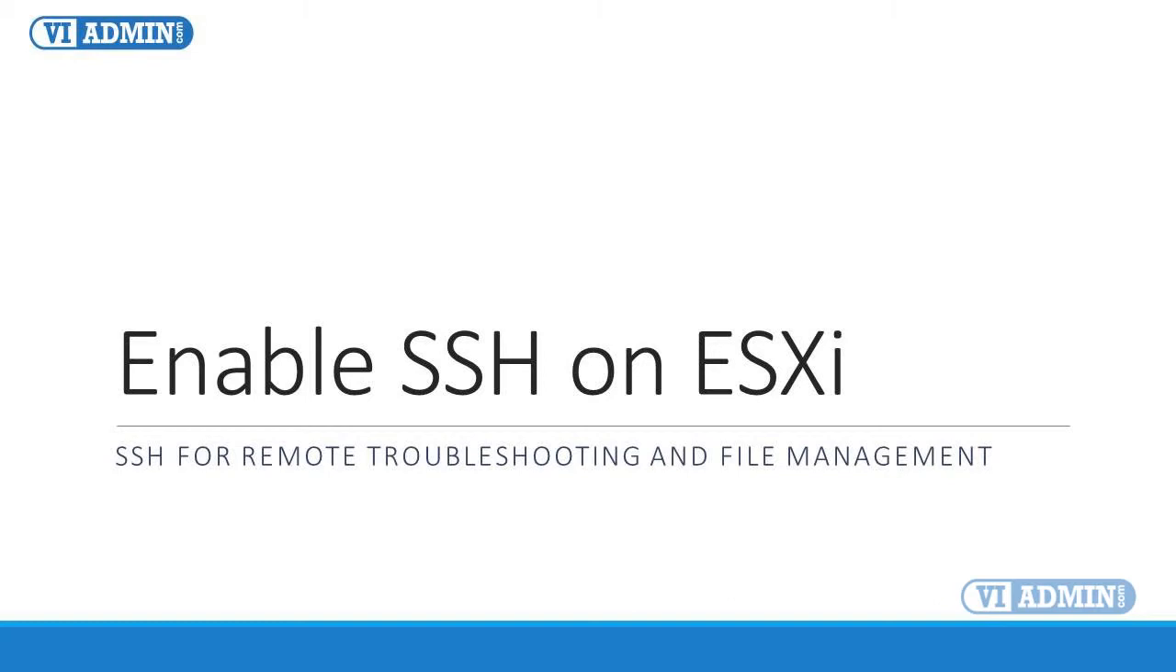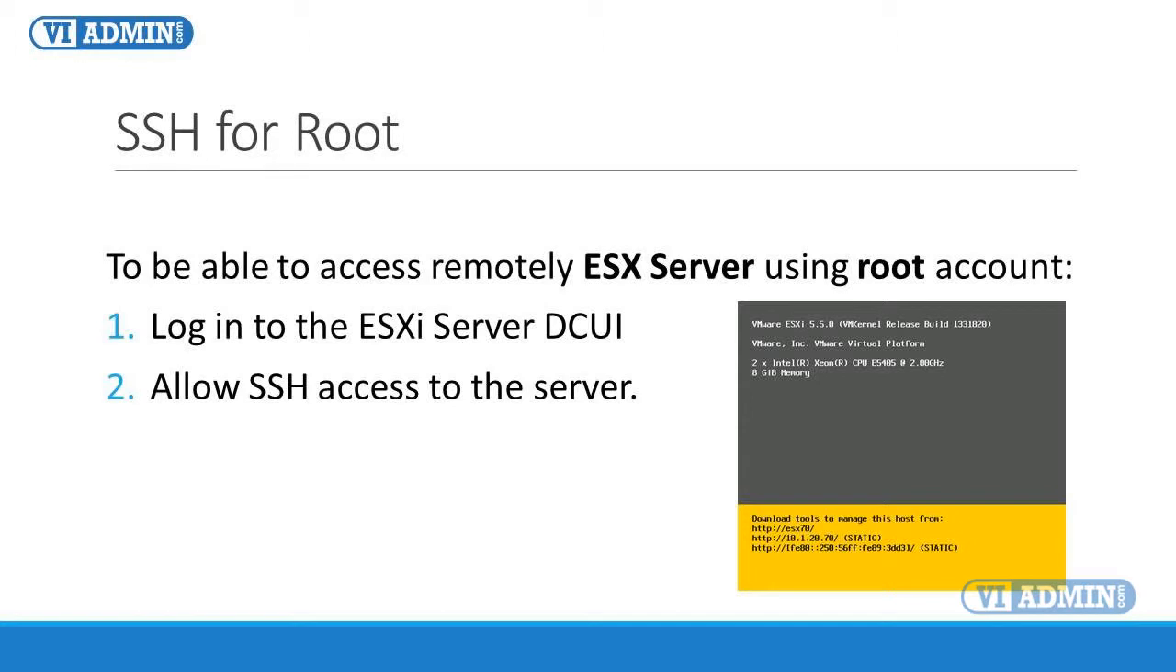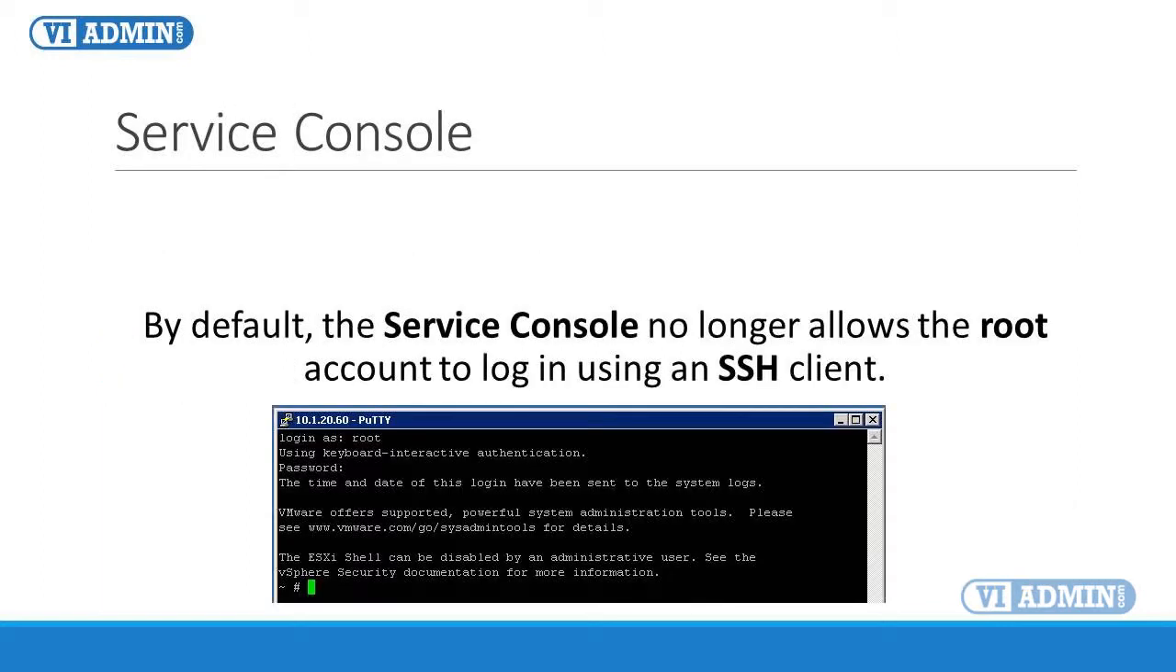Enable SSH on ESXi server for remote troubleshooting and file management. If you'd like to be able to access the ESXi server remotely using the built-in root account, which is not a recommended practice because this is the account that has complete control over the entire system, you need to log into the server's direct console user interface and allow SSH access to the server. This is due to the fact that by default, the management console, also known as service console, no longer allows the root account to log in remotely with an SSH client, and port 22 is closed.